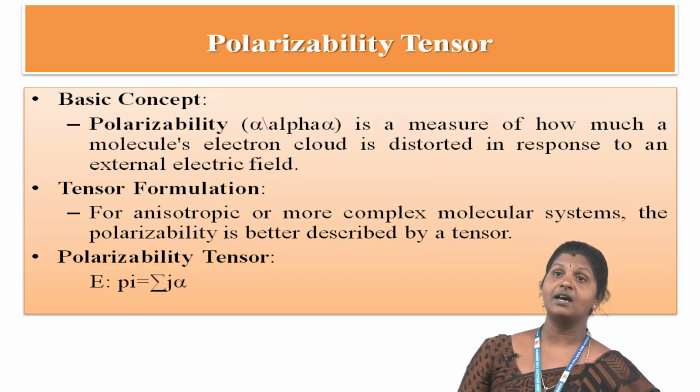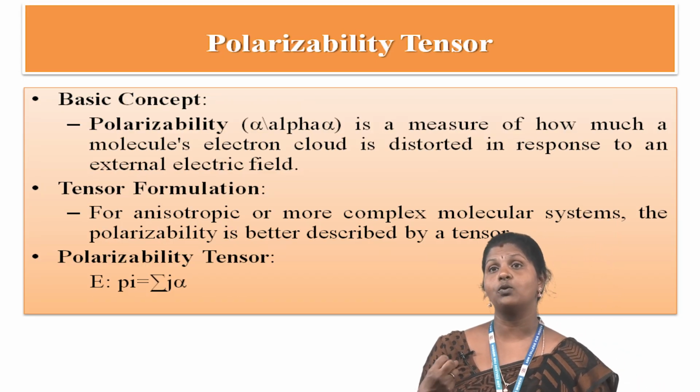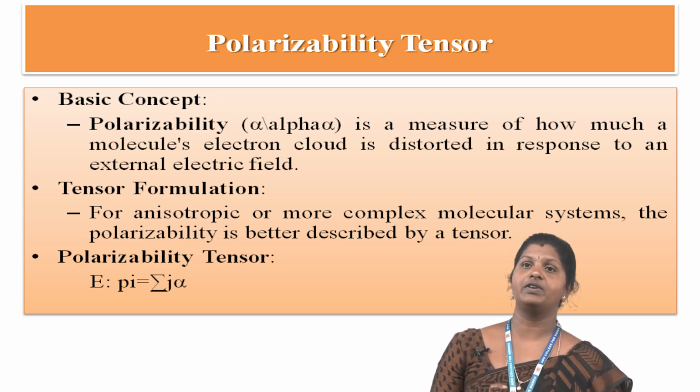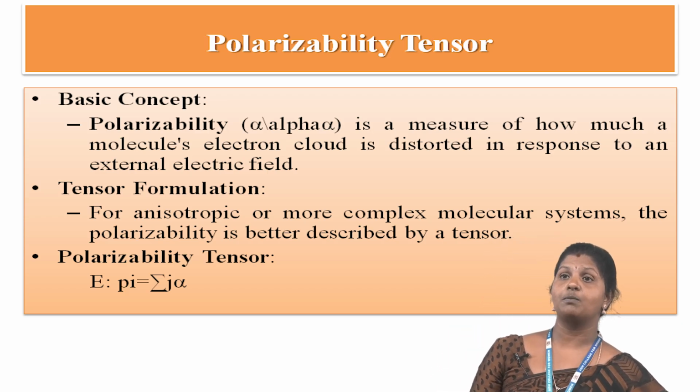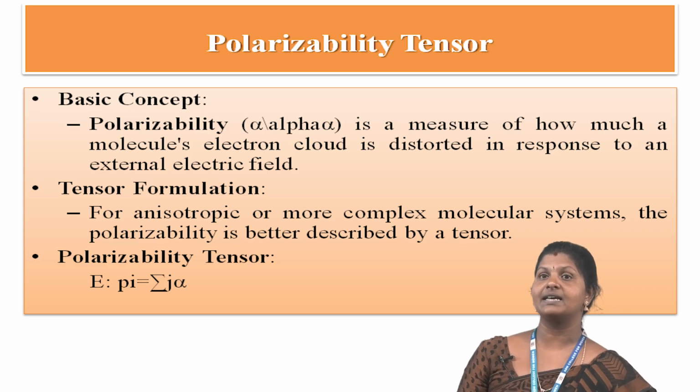Then the polarizability tensor, the basic concept. Polarizability is a measure of how much the molecule's electron cloud is distorted in response to an external electric field. In the simplest case, where the molecular system is isotropic and the electric field is applied in a single direction, polarizability can be represented as a scalar.